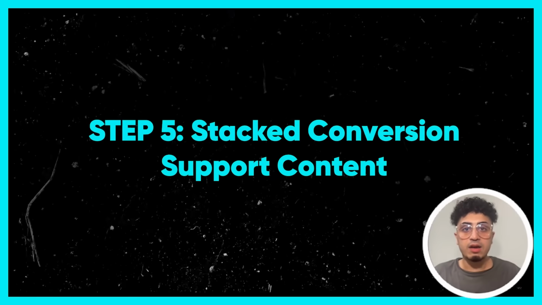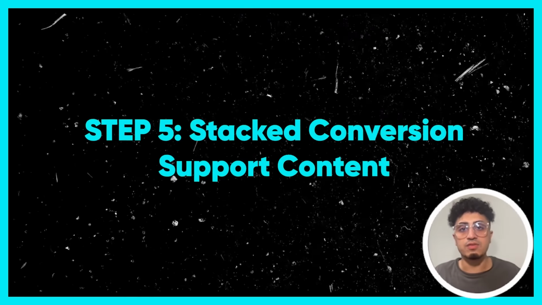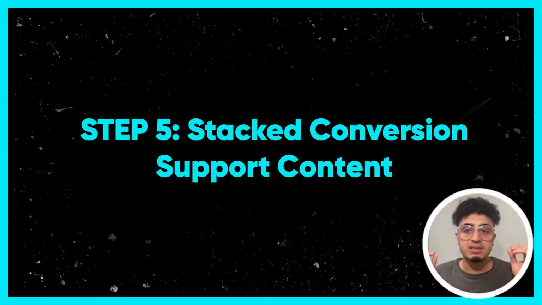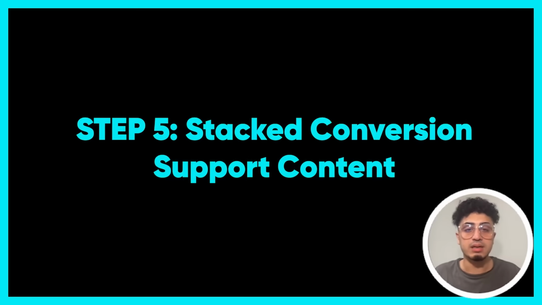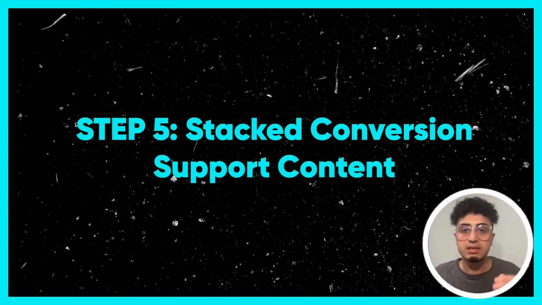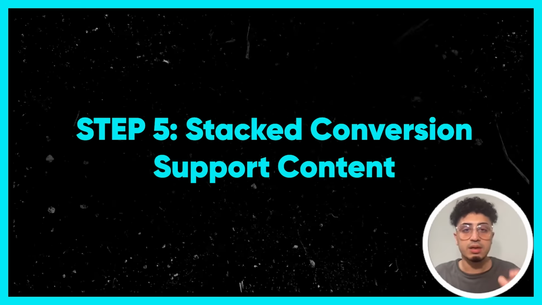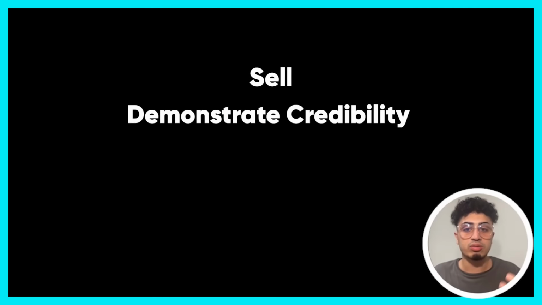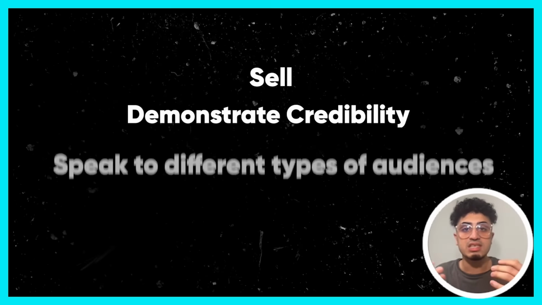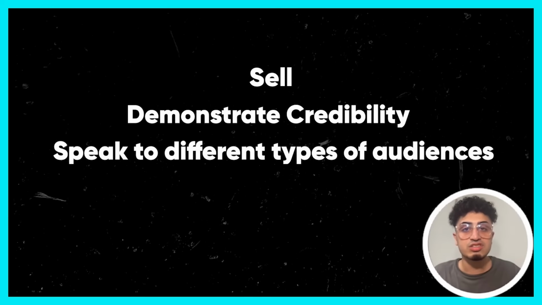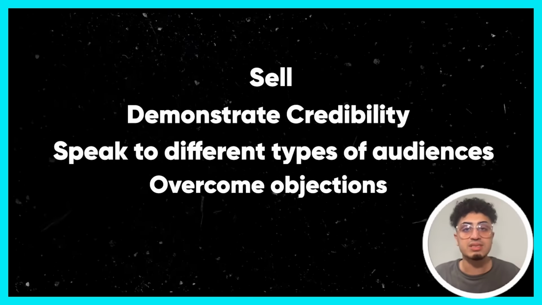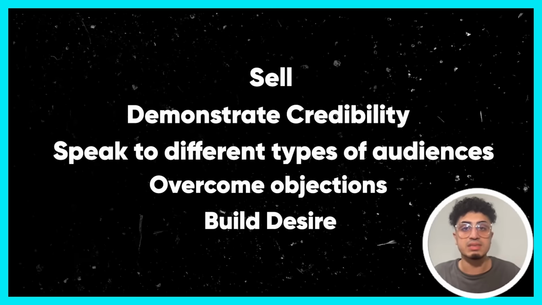Now, step 5 of how to build a product page that converts like crazy: optimize your stacked conversion support content. What these elements basically consist of are elements that get the end user super excited. This is your opportunity to sell. This is your opportunity to demonstrate credibility. This is your opportunity to speak to different audiences. This is your opportunity to overcome objections, and this is your opportunity to build desire.